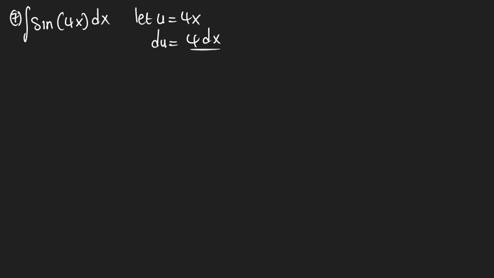Question 7, they are saying the integral of sine 4x dx. How do you go about this? It's the reverse of the chain rule. You let u equal 4x, then du is equal to 4 dx, over 4, over 4. You cancel. Your dx is equal to du over 4.